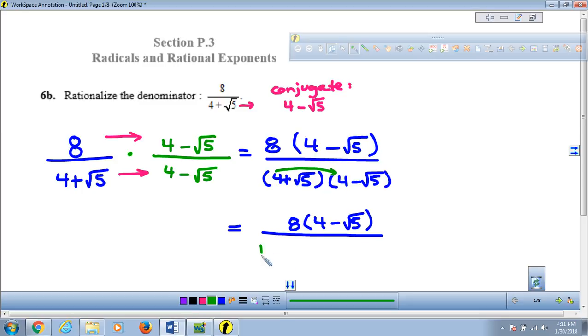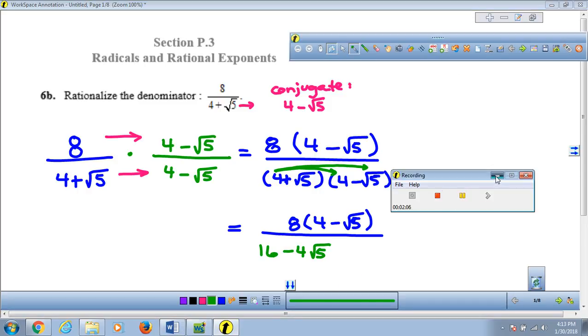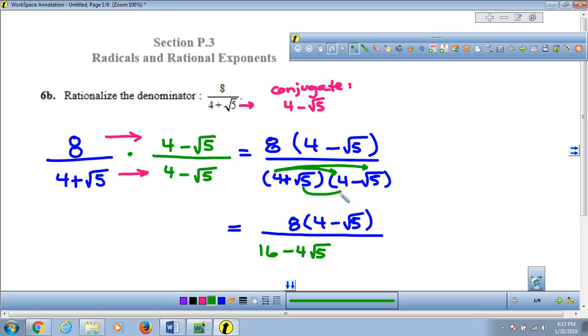So 4 times 4 is 16. We're going to FOIL the denominator. 4 times negative square root of 5, minus 4 square root of 5. Then square root of 5 times 4, positive 4 square root of 5. And square root of 5 times the negative square root of 5, negative square root of 25.